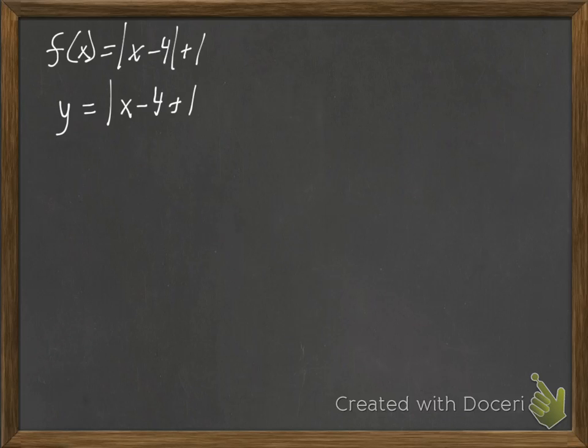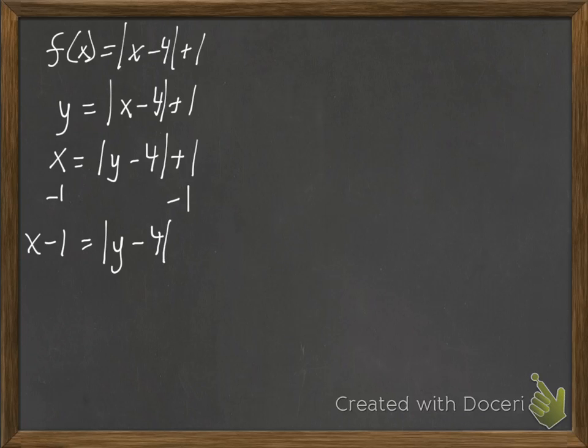So let's look at an absolute value function. Let's say f of x is equal to the absolute value of x minus 4, plus 1. So same basic process: y equals absolute value of x minus 4 plus 1, and then switch x and y. And so now I have this, right? And I want to get y by itself, so minus 1: x minus 1 is equal to the absolute value of y minus 4. Now, how in the world am I going to get rid of absolute value bars?